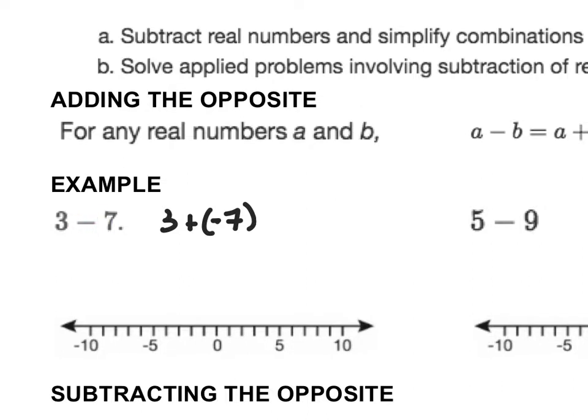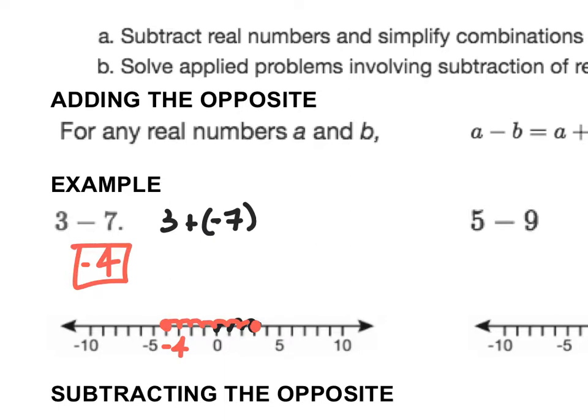Adding a negative number is the same thing as subtracting. So if I start at 0 and move to 3, 1, 2, 3, there's my point. Then I move to the left 7: start at 3 and go 1, 2, 3, 4, 5, 6, 7. Where do I end up? That number is negative 4, and that's what 3 minus 7 is. Do this in your head, verify it with a number line, verify with a calculator.